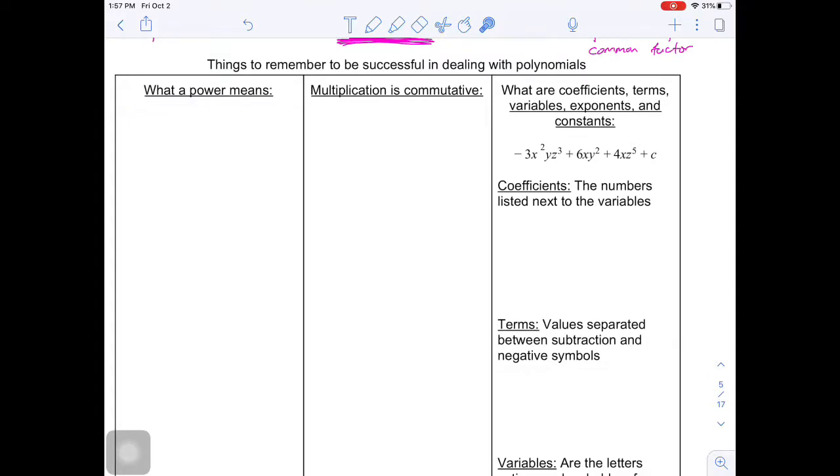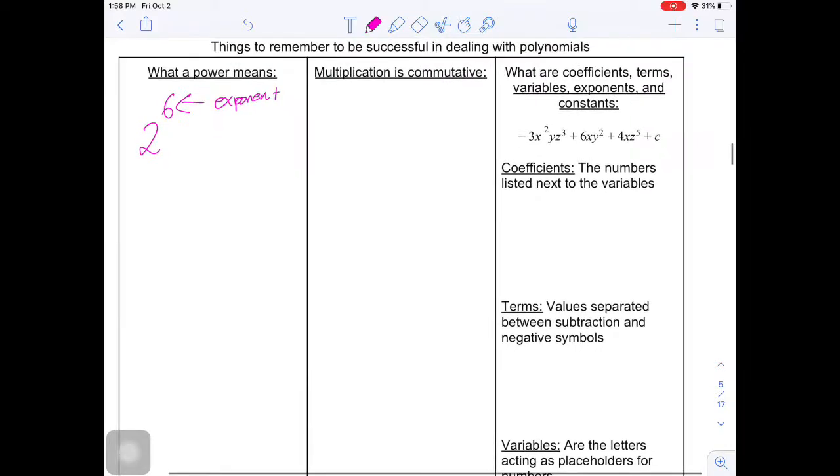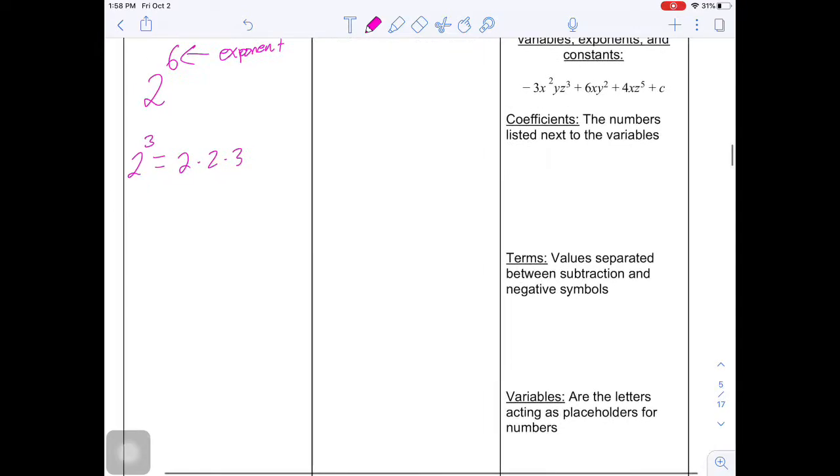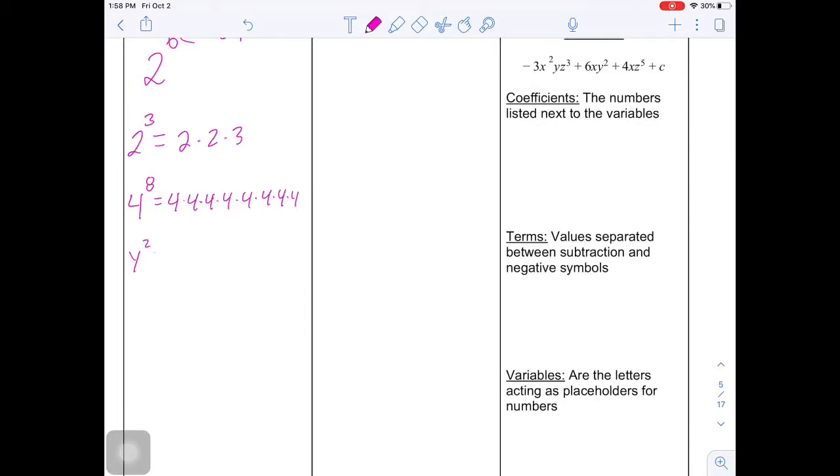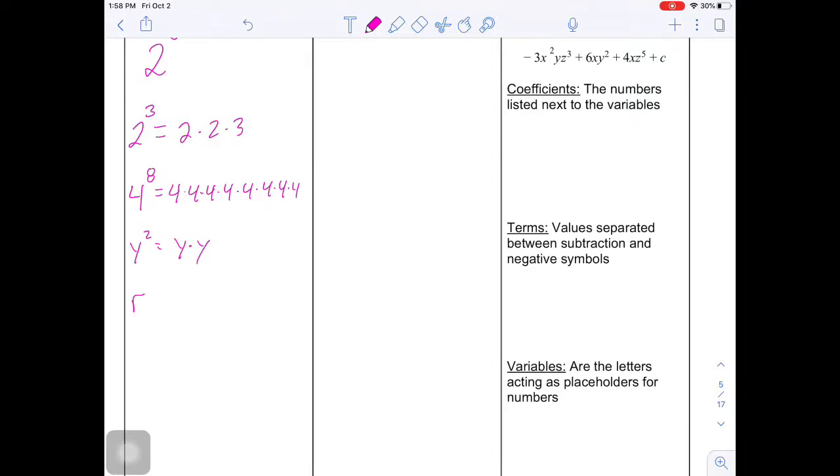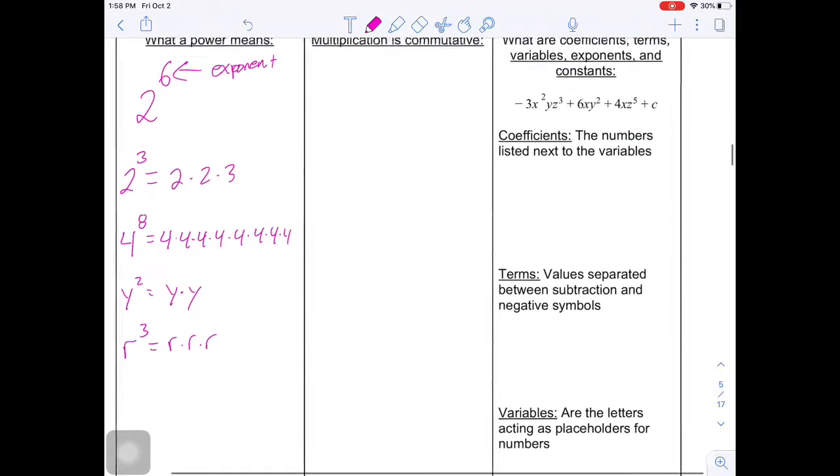So what a power means. Everybody knows what a power means. If you have like 2 to the power of 6, this is your exponent, okay? And what does a power mean? If I have 2 to the power of 3, that means I got to take 2 and multiply it by itself 3 times. If I have 4 to the power of 8, that means I got to take 4 and multiply it 8 times by itself. 1, 2, 3, 4, 5, 6, 7, 8. If I have y squared, that means I got to take whatever y is and multiply twice, right? If I have r cubed, that's r times r times r. Okay, so hopefully we're seeing the pattern here.